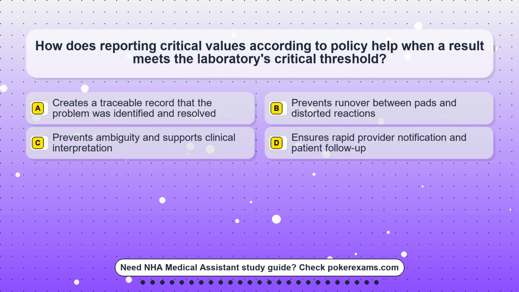Question 15. How does reporting critical values according to policy help when a result meets the laboratory's critical threshold? Option A. Creates a traceable record that the problem was identified and resolved. Option B. Prevents runover between pads and distorted reactions. Option C. Prevents ambiguity and supports clinical interpretation. Option D. Ensures rapid provider notification and patient follow-up.